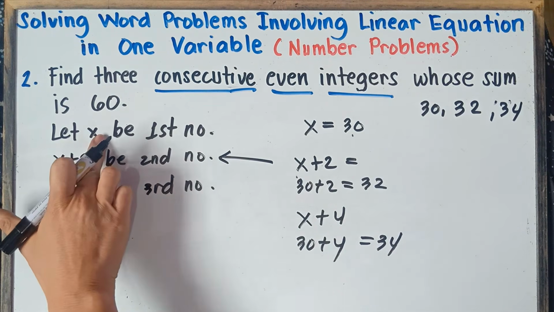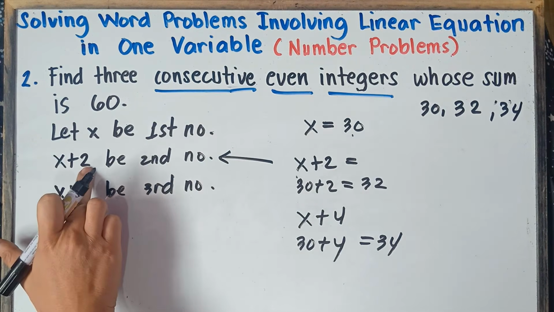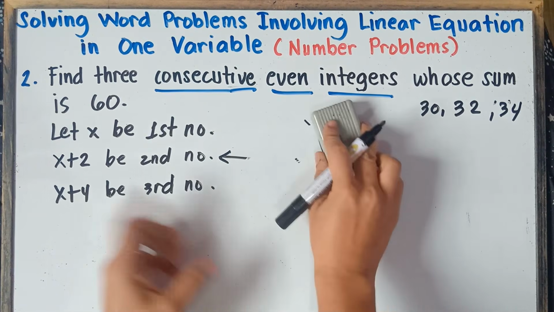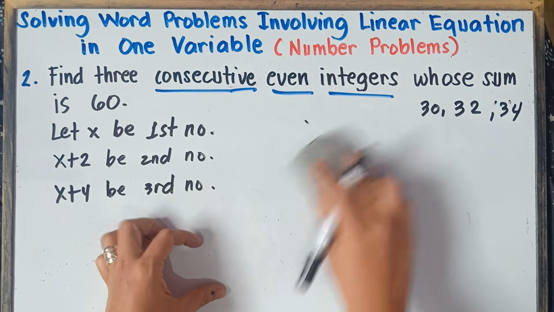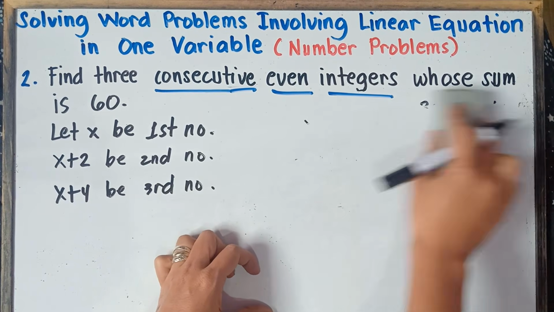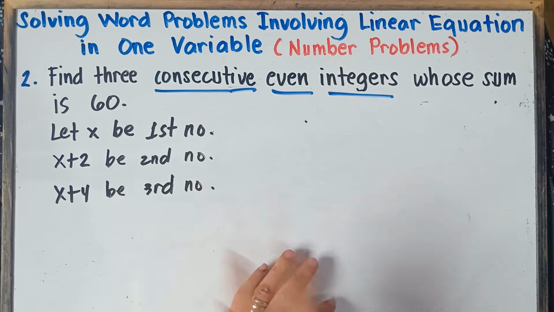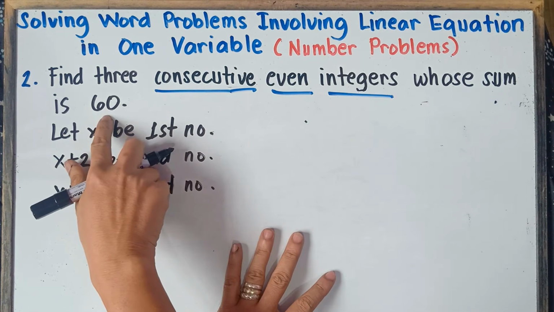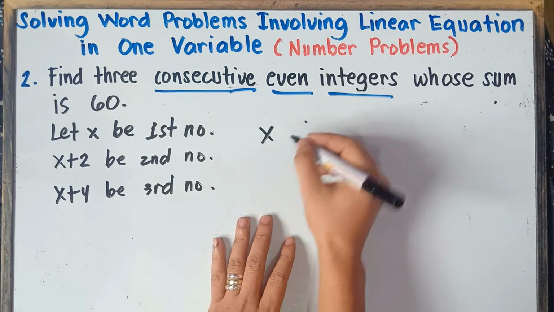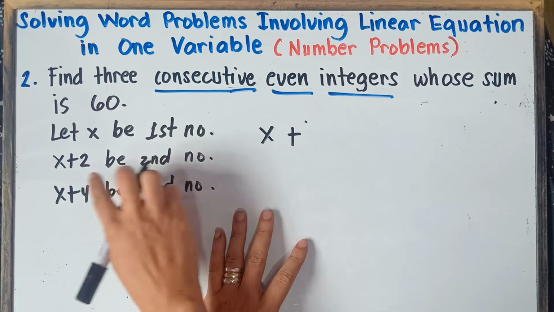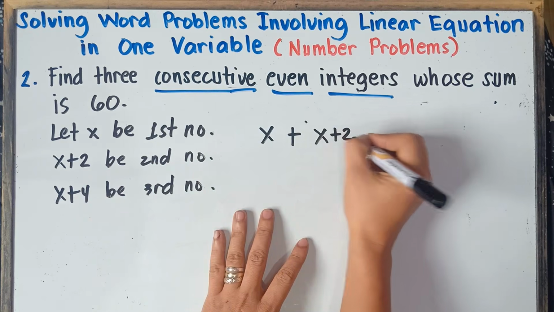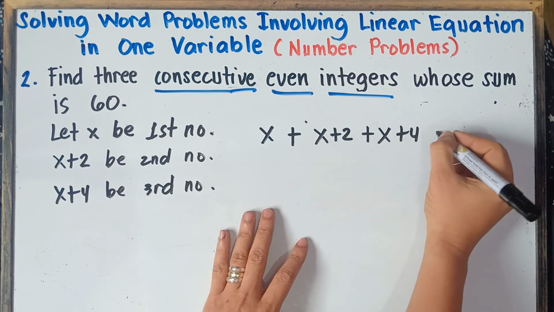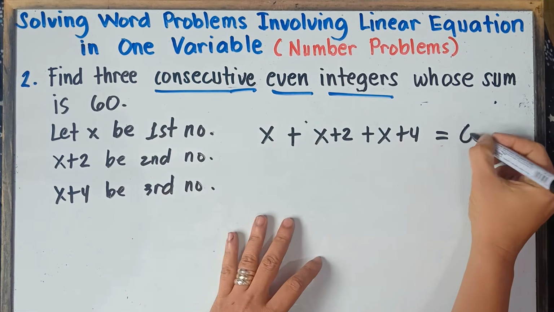X will be the first number. X plus 2 will be the second number. X plus 4 will be the third number. Now, once you have the expression, class, we can find the integers. So, simply add these because their sum is 60. So, x, the first number, plus x plus 2, the second number, plus x plus 4, the third number, their sum, class, is equal to 60.